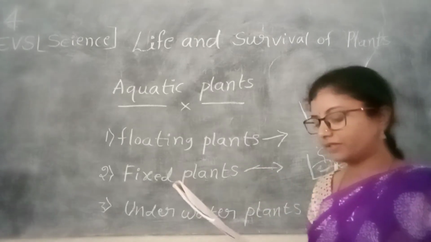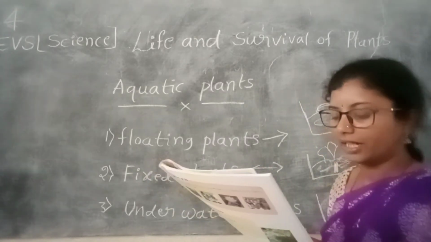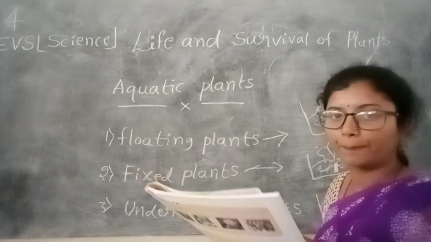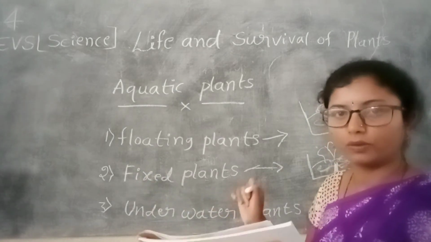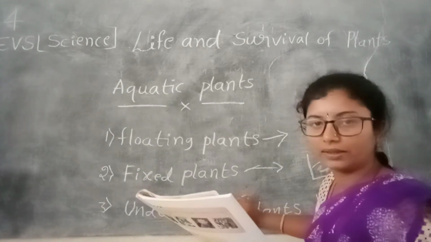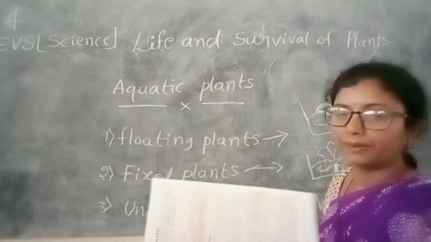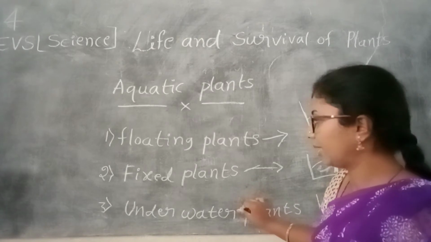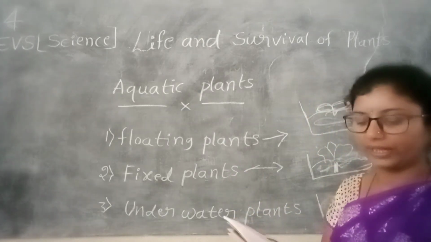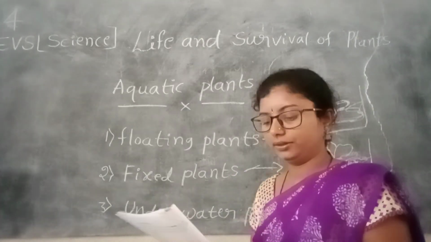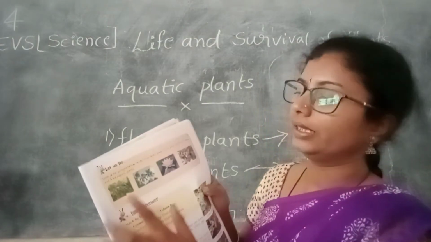Okay. Next one, underwater plants. These plants are completely submerged in water only. For example, hydrilla and tape grass are examples of such plants. Is it clear? Okay.